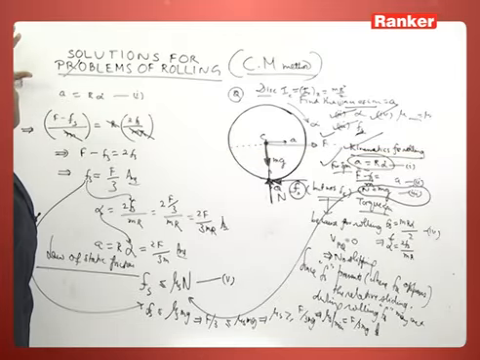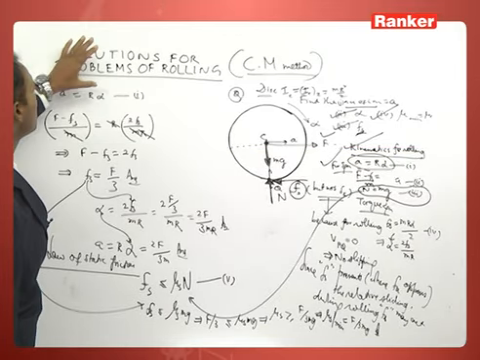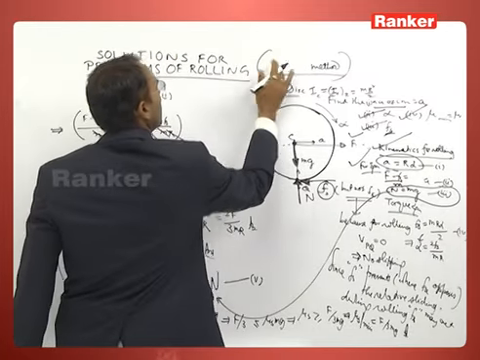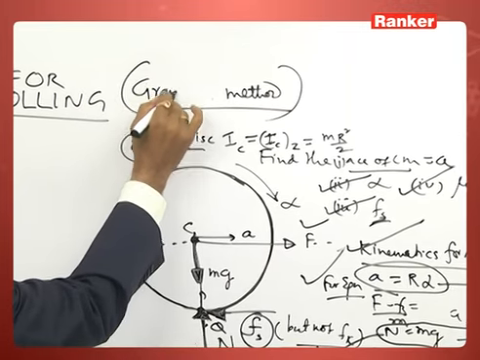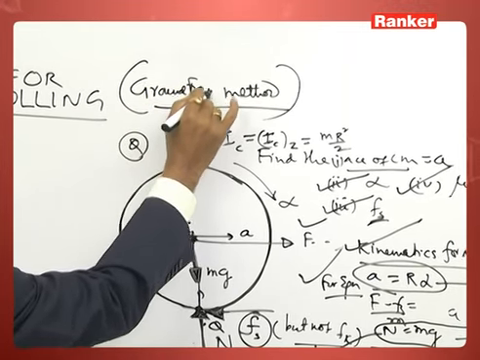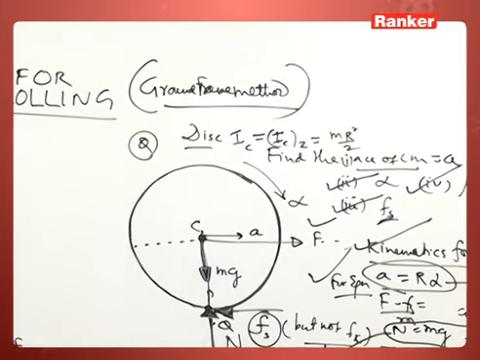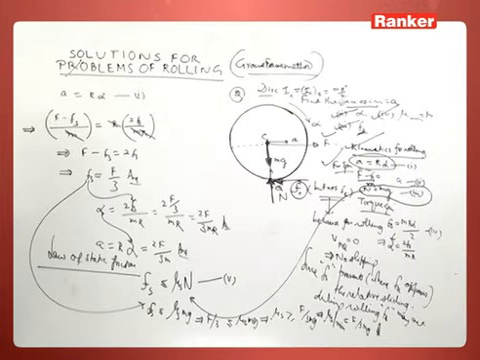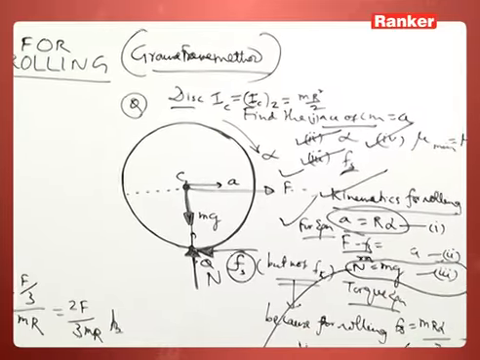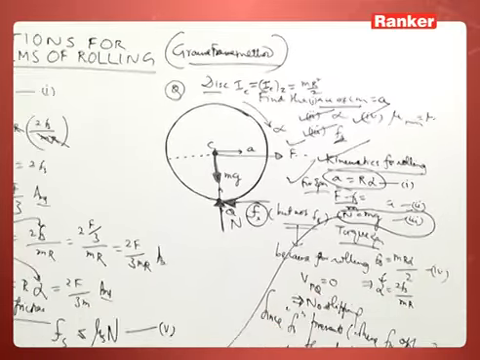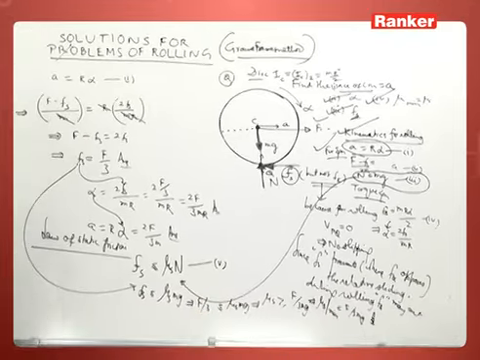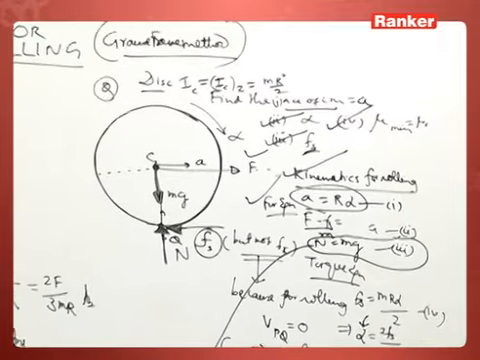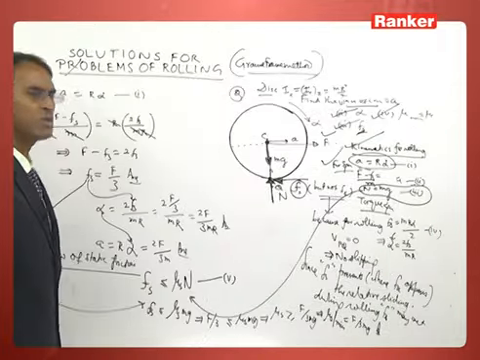An alternate procedure, that is, solutions for problems of rolling by using the ground frame method. We can solve. So in this problem, if you analyze physically to check whether our answers are correct or wrong, we can check the physical possibility of all these answers we have obtained.